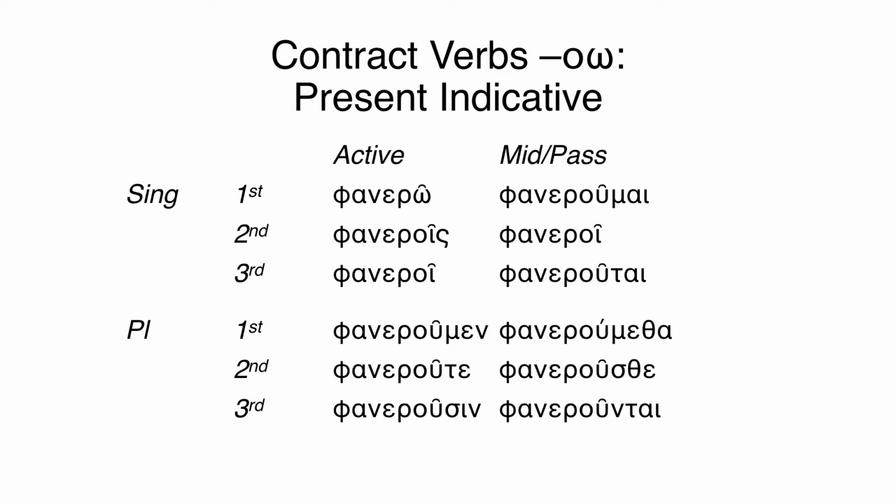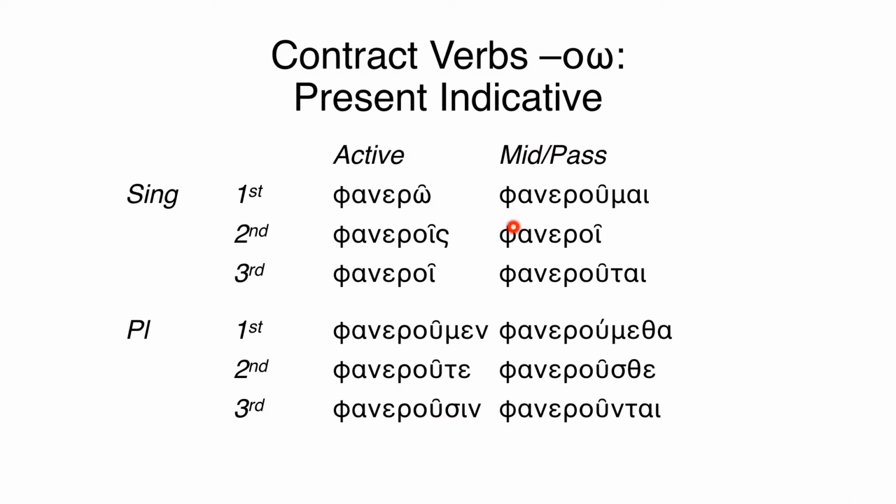First, the active, first person singular, phaneroo. Second, phaneroīs, phaneroi, phaneroumen, phaneroute, phaneroūsin. Modern pronunciation, phanero, phaneris, phaneri, phanerumen, phanerute, phanerusin.